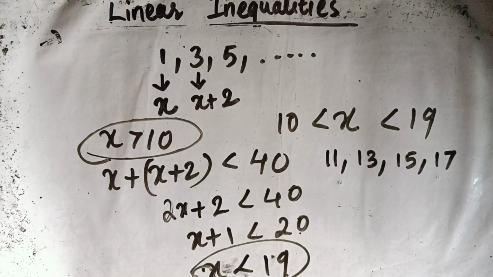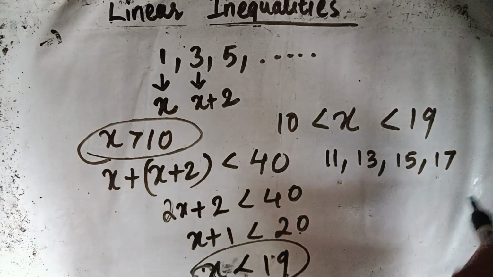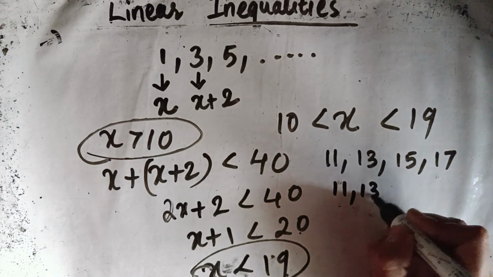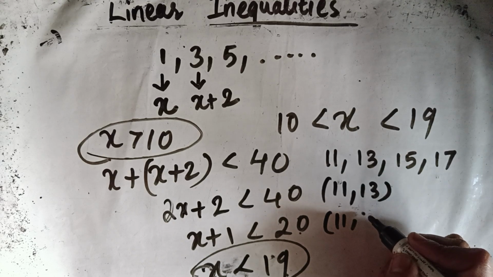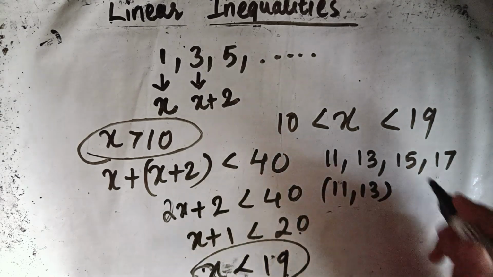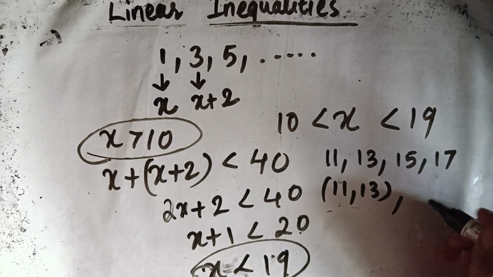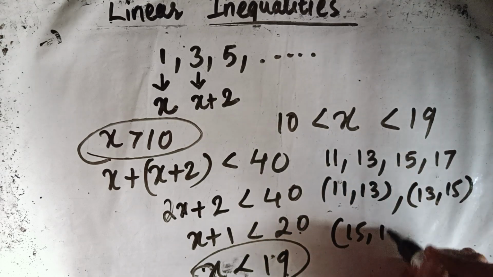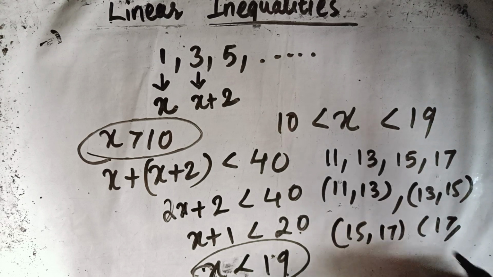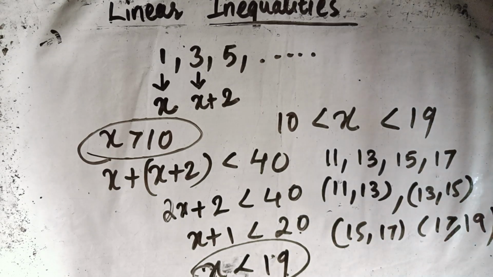So we have to find all the pairs of consecutive odd natural numbers. Pairs will be of these numbers: 11, 13; the other number should be greater by 2, so 13, 15; 15, 17; and 17, 19.